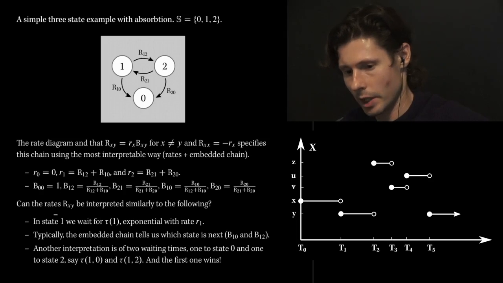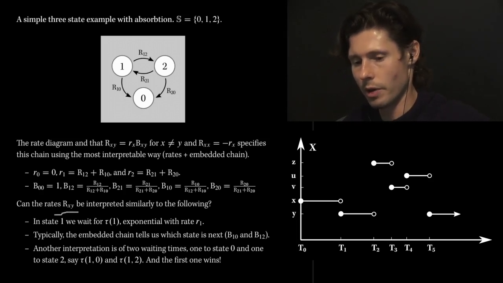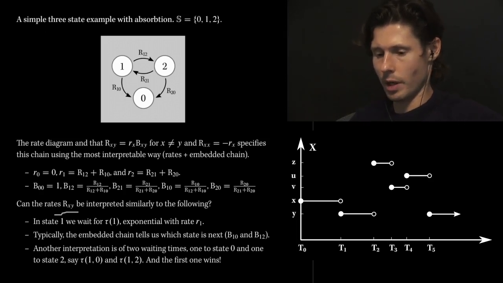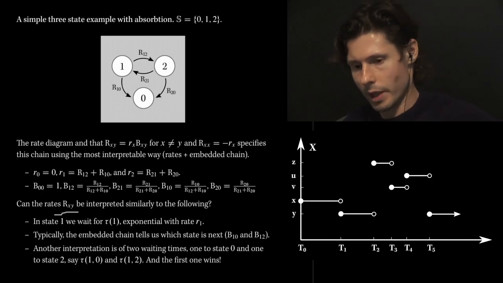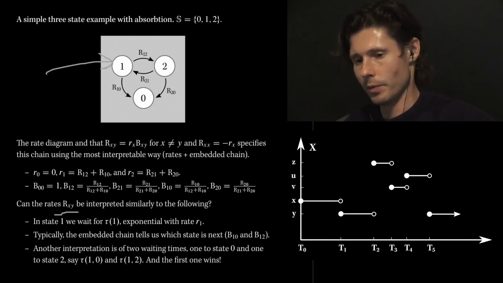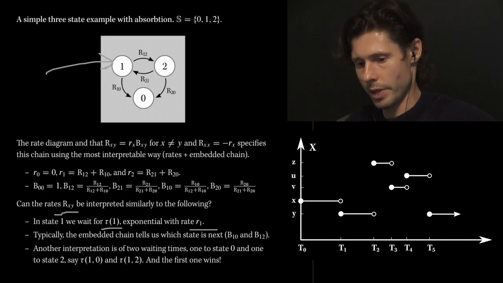Let's now give a little bit of interpretation for the r_ij's in terms of rates of exponentials. And to do this, let's review what we already know. One thing we know is that if we're in state 1, we're going to wait there for an exponential amount of time. That's going to be called tau 1, and that exponential has rate r1. The second thing we know is that the embedded chain is going to tell us where to go next.